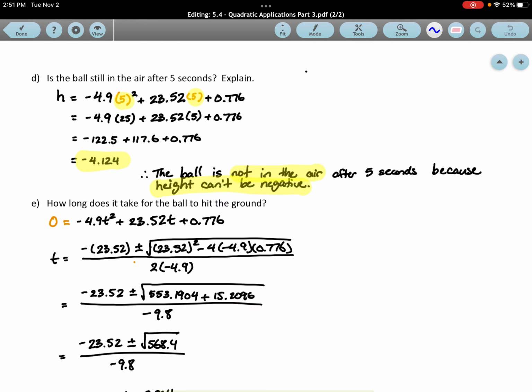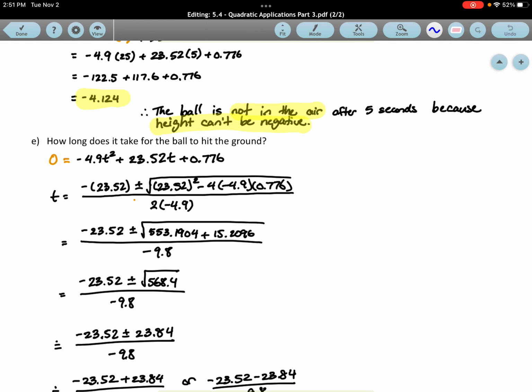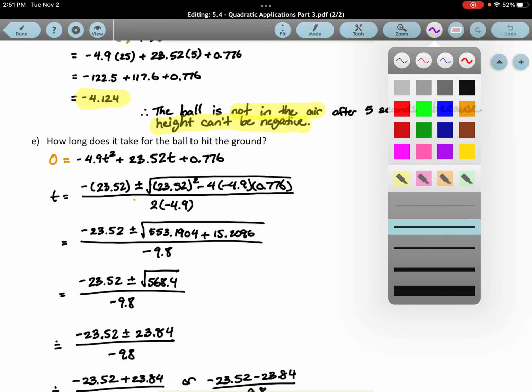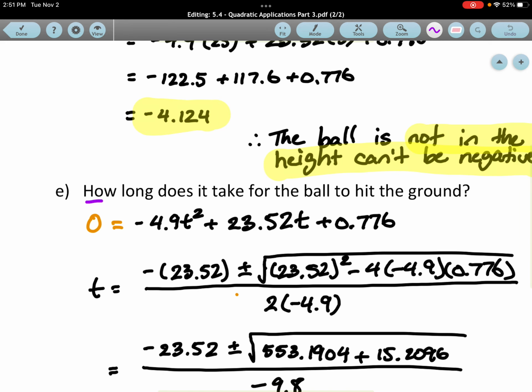Okay, let's go back to the final question. How long does it take for the ball to hit the ground? Let's analyze this question a little bit. How long? What is my time? If you're looking for your time, they must have given you your h. And when it says hit the ground, this is the clue. Your height is 0 when it's on the ground, right? There is no height. That's what the ground is. The ground is our 0 line. So notice that I had an h here in the equation, but I replaced it with the 0 this time. And now we're solving for our t's.